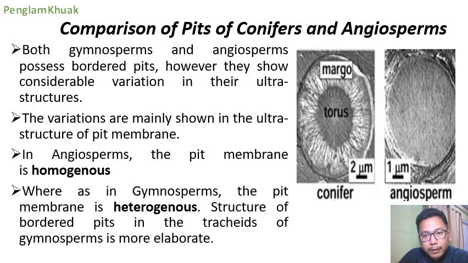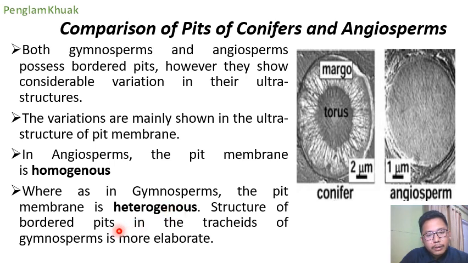Comparison of pits of conifers and angiosperms. Both angiosperms and gymnosperms possess border pits. However, they show considerable variation in their ultrastructure. That means if you observe under the microscope, the variations are mainly shown in the ultrastructure of the pit membrane. The pit membrane is totally different. In angiosperms, the pit membrane is homogeneous, that means you will not be able to define which one is the torus or which one is the margo. But in gymnosperms, the pit membrane is heterogeneous, with different composition.